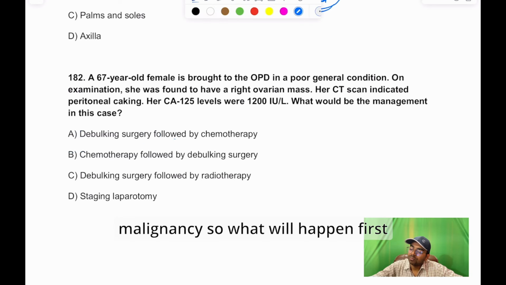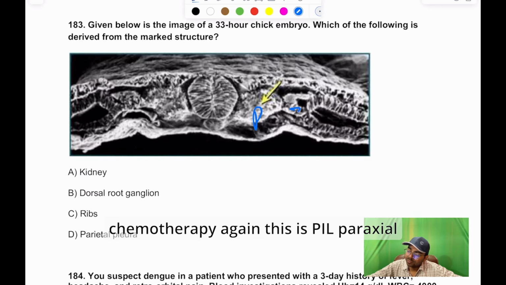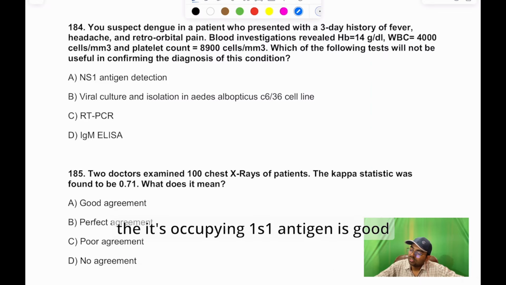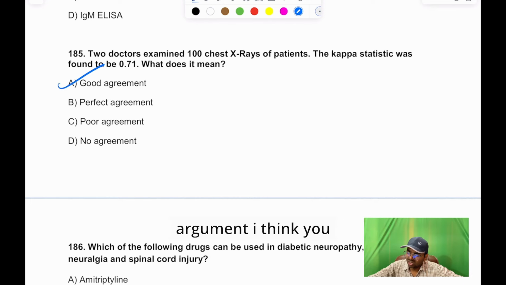So first we will do the debulking surgery followed by chemotherapy. Again this is PIL, paraxial is associated with ribs. Dengue NS1 antigen is a good argument, I think. We cannot do much here.